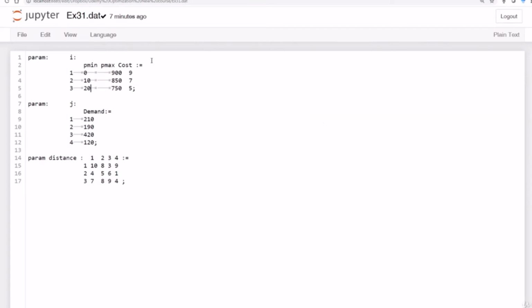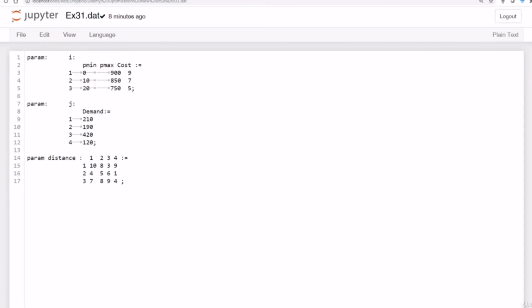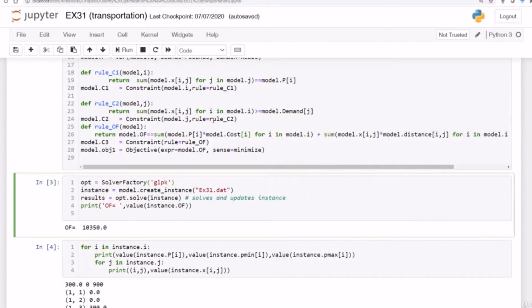And also we have to specify the data. As you saw, we have some parameters defined on I. So param over I, 1, 2, 3, p min, p max, and cost. And if we have other characteristics, we could put them here. And also parameter j is defined over 1 to 4, and the demand is specified here, and the parameter distance. The distance between each pair of nodes is given here. Okay, so you have to specify that in your dat file.